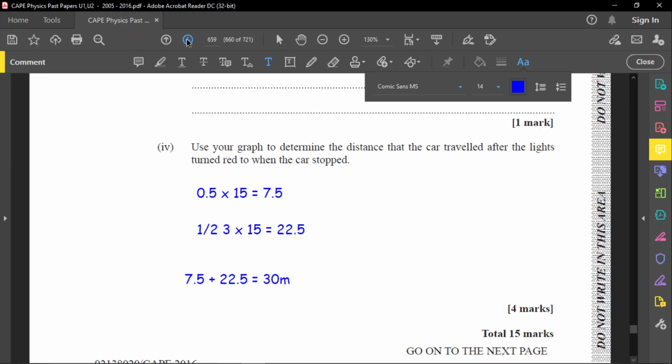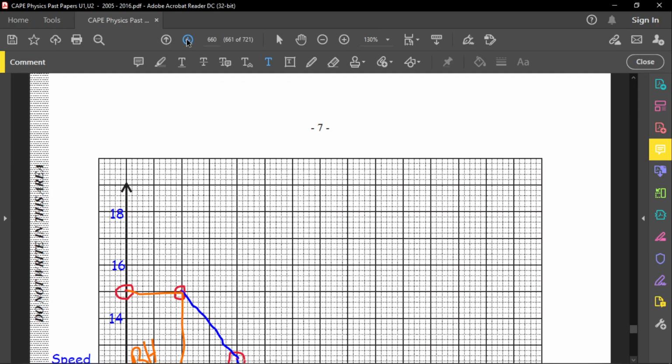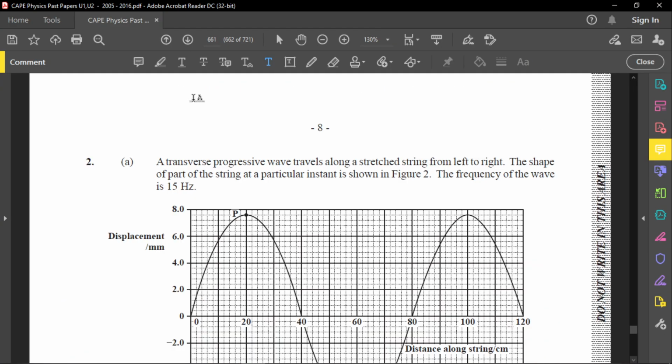Let's go to the next part of the question. All right, so let's skip over the graph, which is actually question number 2. In question number 2, it said that a transverse progressive wave travels along a stretched string from left to right. The shape of part of the string at a particular instant is shown in figure 2. The frequency is 15 hertz.